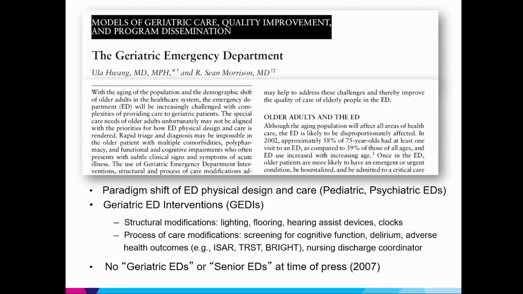So really screening and addressing geriatric syndromes, making sure that we don't miss and that we recognize when someone may have delirium, recognizing patients that might be at greater risk for poor outcomes with specific screening assessments, and facilitating care transitions with persons like nursing discharge coordinators.